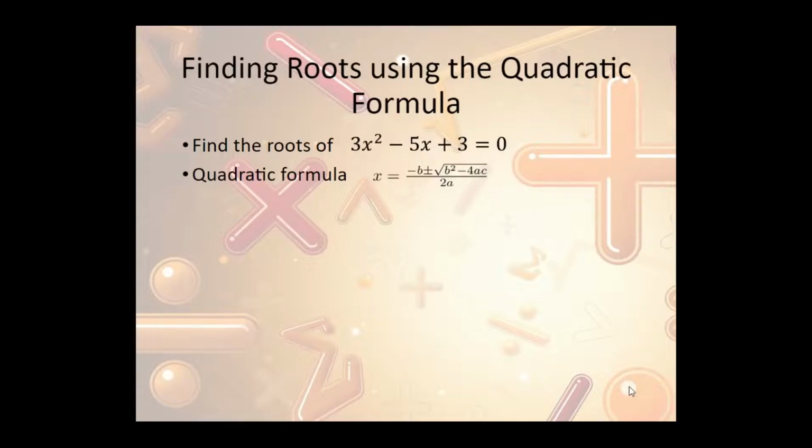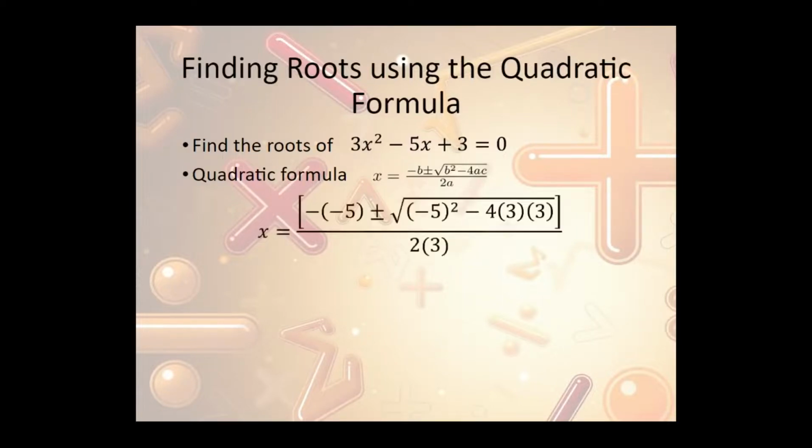Let's look at one more example. We have 3x squared minus 5x plus 3 is equal to 0. So we plug everything in, and we end up with negative negative 5 plus or minus the square root of negative 5 squared minus 4 times 3 times 3 over 2 times 3. And when we simplify that, negative negative 5 is positive 5. Negative 5 squared is just 25, and then negative 4 times 3 is negative 12, times 3 is negative 36, and then 2 times 3 is 6. So we end up with 5 plus or minus the square root of 25 minus 36 over 6. Well, what we should notice is when we combine these, we end up with negative 11.